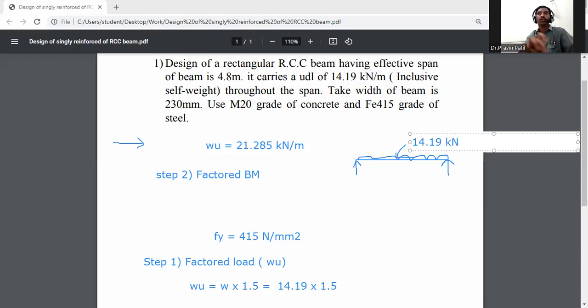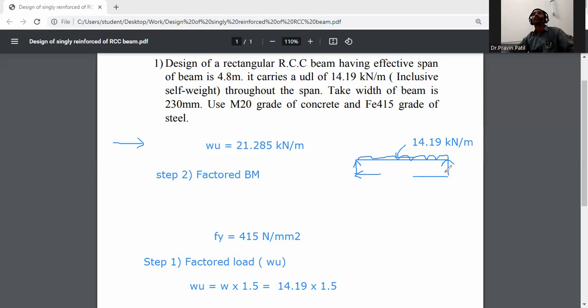This load is 14.19 kilonewton per meter, inclusive of self weight. The span is given as 4.8 meters. Factored bending moment for a simply supported beam: M is equal to factored bending moment is equal to Wu into Le square divided by 8.